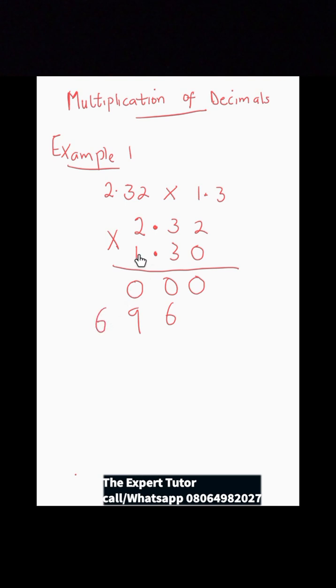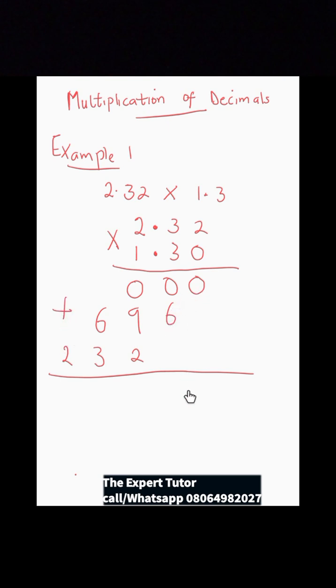I'll now use 1. 1 times 2 gives me 2. 1 times 3 gives me 3. 1 times 2 gives me 2. Notice how I'm arranging this, okay? I will now rule a line where I'm going to add.